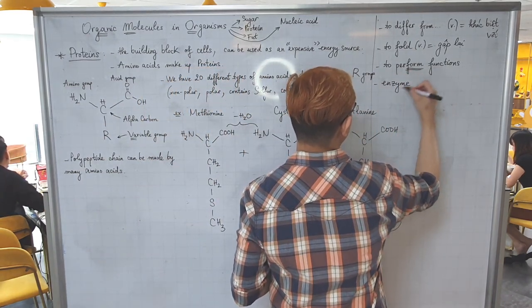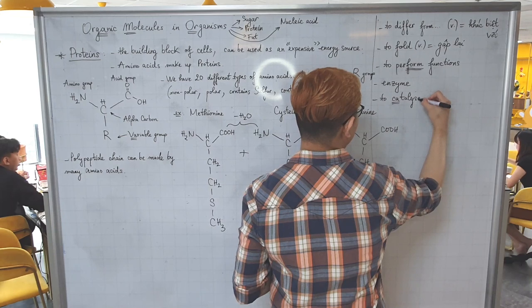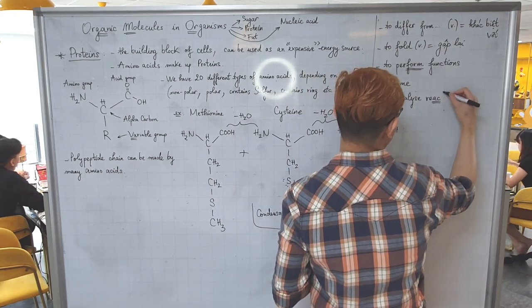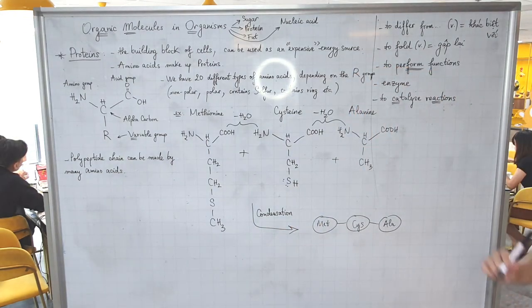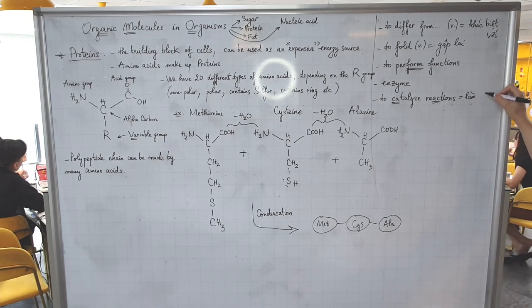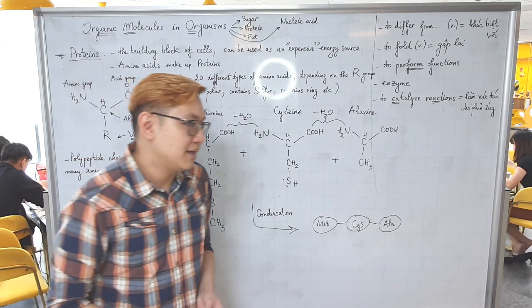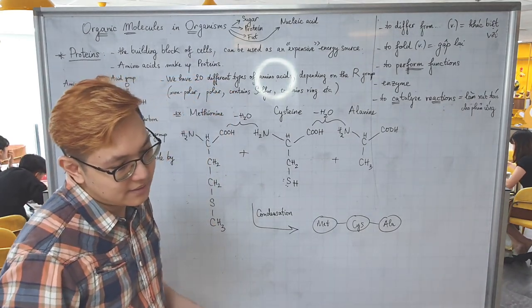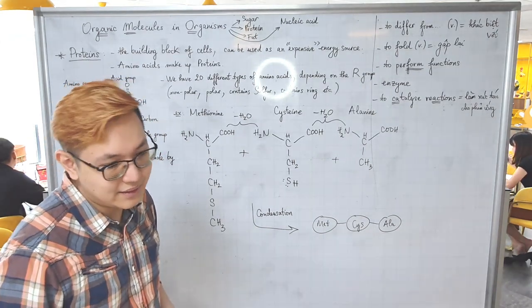Enzymes catalyze reactions, meaning they act as a catalyst for a reaction. They can act as enzymes. Or they can protect the cell and the body. They can act like a protector as well. We will see later, they act as antibodies.